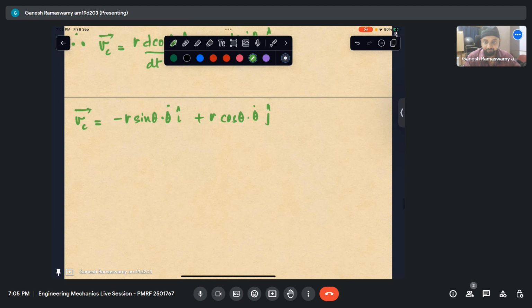So I can further simplify this to be minus r theta dot. I can take r theta dot common. If I take r theta dot common, it gives me minus sin theta I cap plus cos theta j cap.